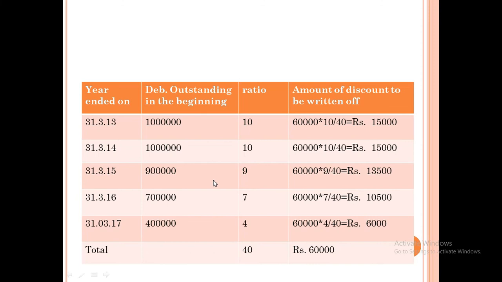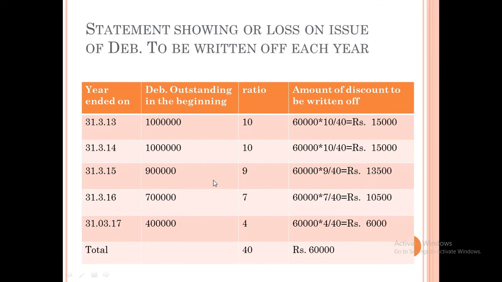Now let us find out the amount of loss to be written off each year. Now in debentures outstanding in the beginning of each year, here we will write all the years, then we'll see the debentures outstanding. In the first year's beginning this much debentures were there. At the end of the first year there is no redemption, so in the second year's beginning also the same debentures are written here. You can see the question side by side also.